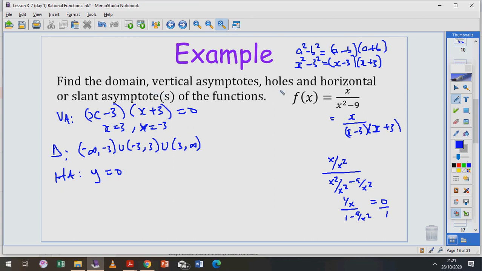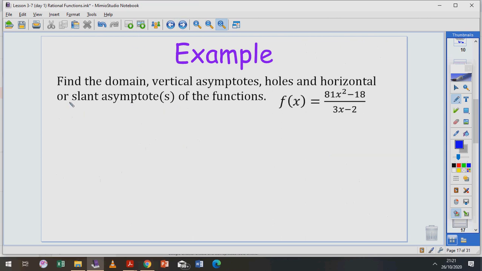Do I have a slant asymptote? No, because the power of the numerator is not bigger than the power of the denominator. So I found the domain, vertical asymptotes, holes, and horizontal asymptotes of the function. Domain, vertical asymptote, holes, horizontal asymptote, or slant asymptote.